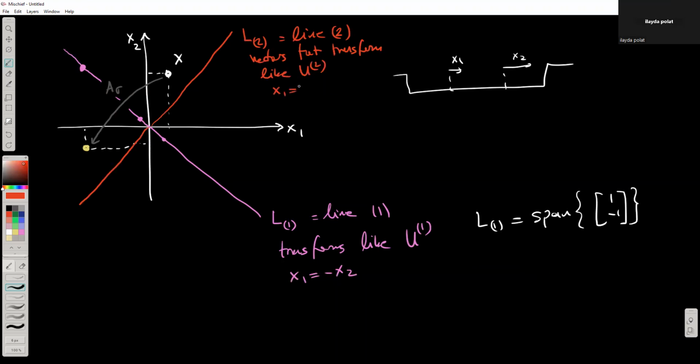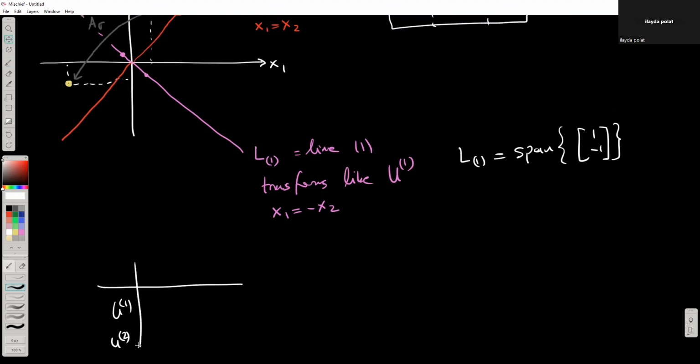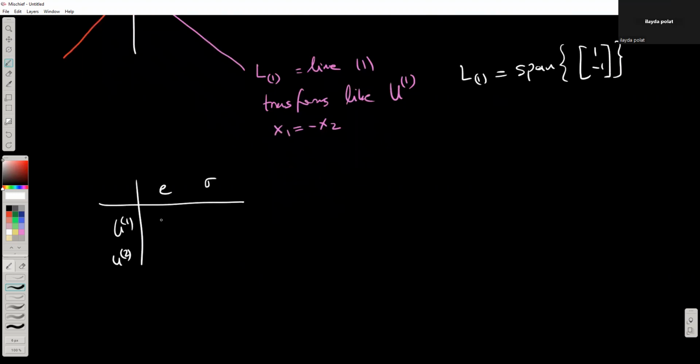So these are the set of points where x1 is equal to x2. Any point on that line is going to be transformed to the exact opposite, okay? Let's remember again the U1 and U2 representations. There's identity and sigma. Under identity, the transformation appears like multiplication with 1. Under reflection, U1 appears like multiplication with 1, and U2 appears like multiplication with -1. So let's say it like that, all right?